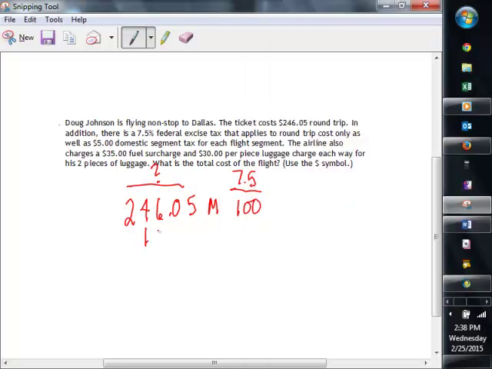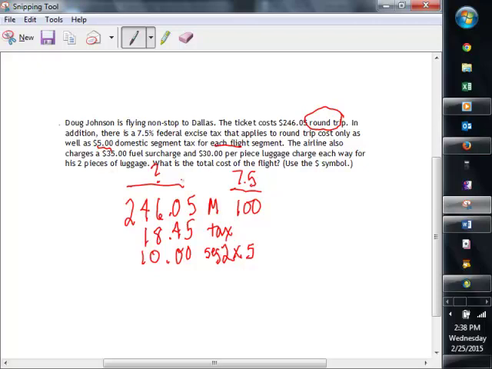18.45. So that's the ticket plus the tax, and then $5 domestic segment tax for each flight segment. Since there are 2 flight segments, because it's a non-stop round trip, it's going to be 2 times $5, which is $10. That's the segment charge.